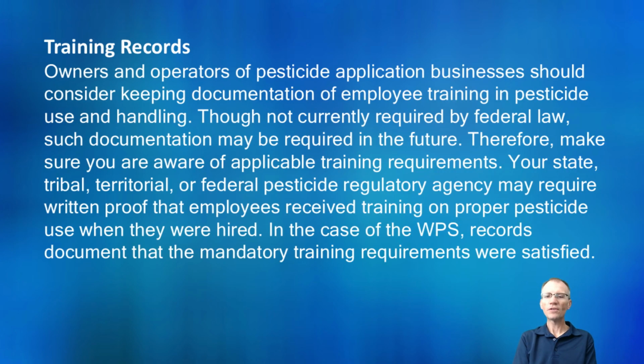Training records. Owners and operators of pesticide application businesses should consider keeping documentation of employee training and pesticide use and handling. Though not currently required by federal law, such documentation may be required in the future. Therefore, make sure you are aware of applicable training requirements. Your state, tribal, territorial, or federal pesticide regulatory agency may require written proof that employees received training on proper pesticide use when they were hired. In the case of the WPS, records document that the mandatory training requirements were satisfied.